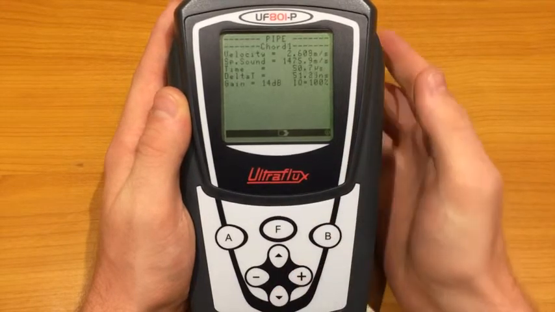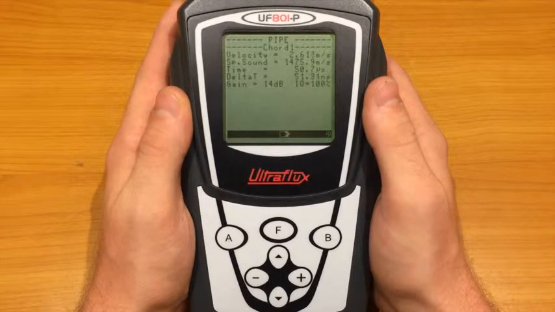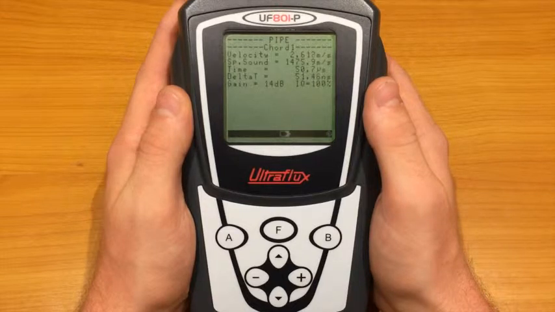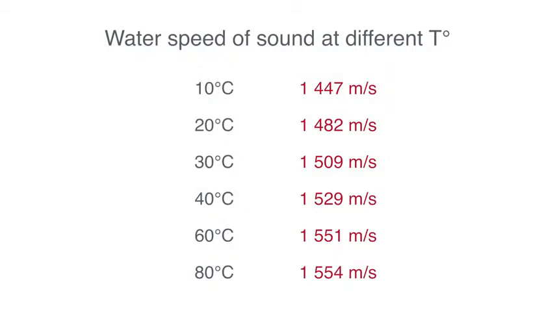The next page focuses on the cord. There is first the fluid velocity and the speed of sound. It is good practice to check that the measured speed of sound is close to the expected one. Here are a few examples of speed of sounds for water at different temperatures.